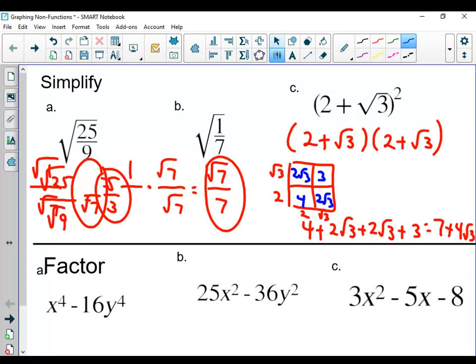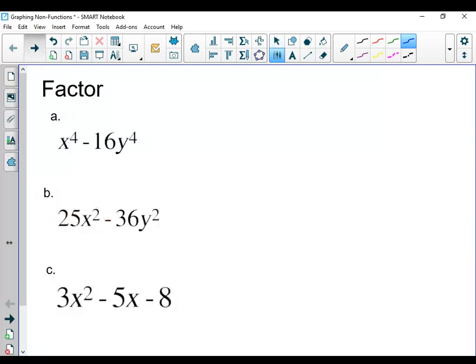All right, so I gave you that because you're going to see some problems pop up in your homework in the next few lessons where they throw some of those things out at you. What about our factoring? Let's start with what we're hopefully comfortable with. Let's actually start with the last one.